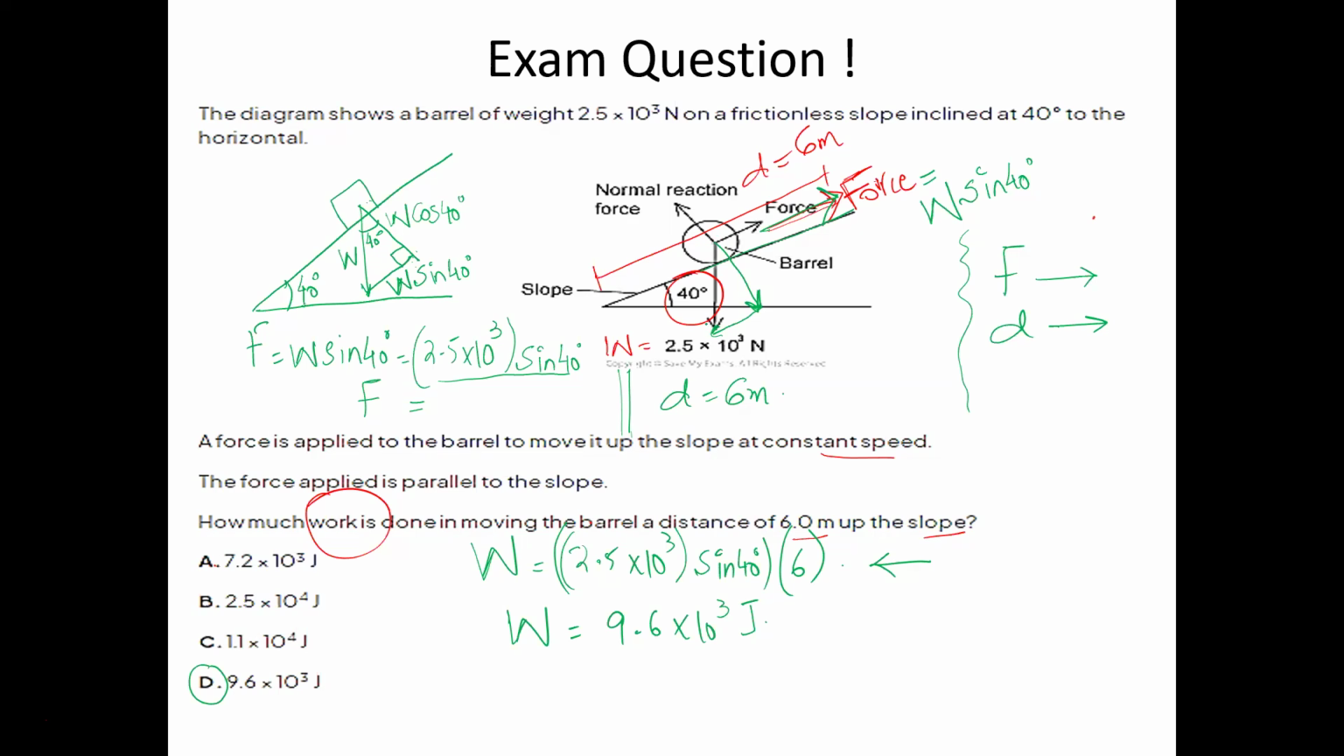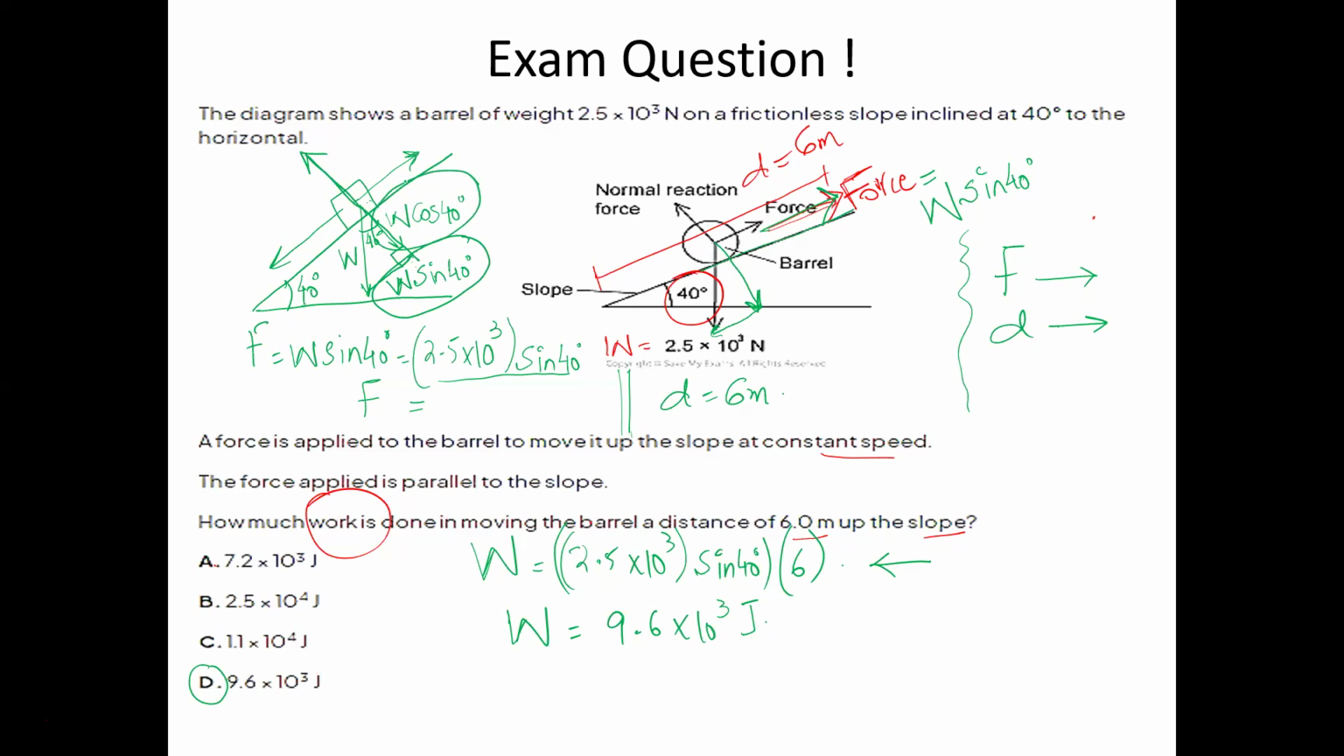That is, the weight that is acting. If you remember what we studied about inclined surfaces, whatever force is applied parallel to the inclined surface will always be W sine of 40. And any force acting perpendicular to the inclined surface, whether perpendicular or downward perpendicular, will be given by W cos of 40.